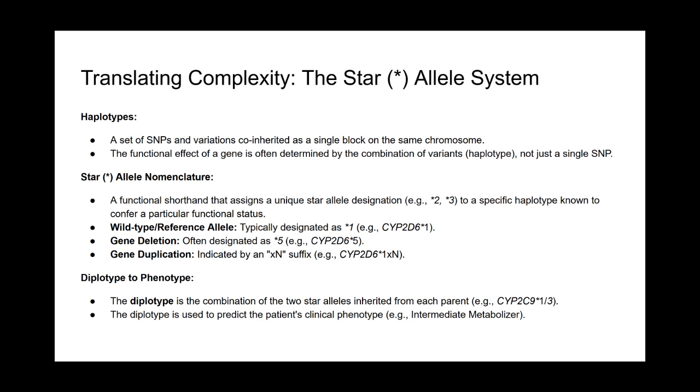For instance, CYP2D6*1 represents the allele associated with normal CYP2D6 enzyme activity. Alleles defined by haplotypes containing variants that lead to altered function are assigned sequentially numbered designations. For example, *2, *3, *4, and so on. For example, the CYP2C9*3 allele is defined by a haplotype containing the missense SNP c.1075A>C, which results in reduced enzyme function.